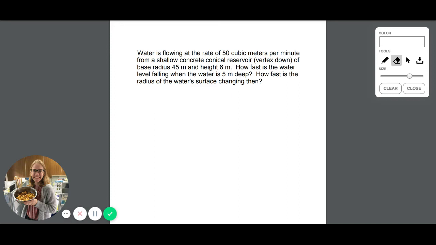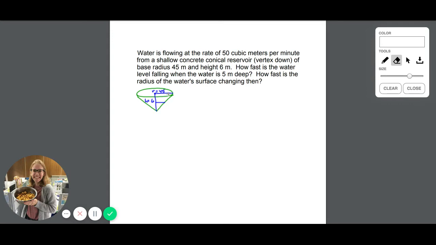Hi everyone, this will be a video walkthrough of number 6 from this homework set. In this problem, you have water flowing at the rate of 50 cubic meters per minute from a shallow concrete conical reservoir, vertex down, which is just a reservoir shaped like a cone. The base radius is 45 and the height is 6 meters. So we'll go ahead and show you a picture of this. So just a conical reservoir of water, a holding place of water.